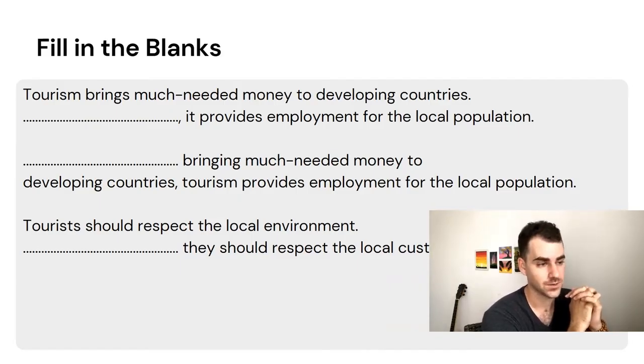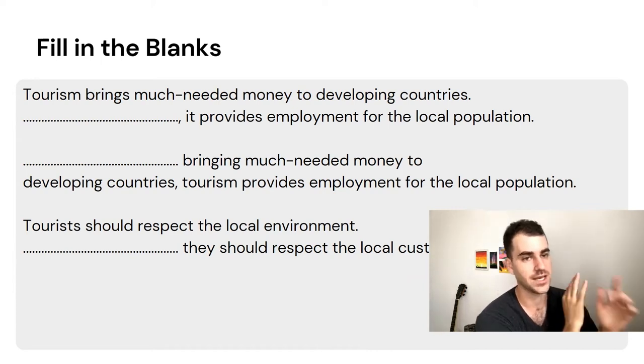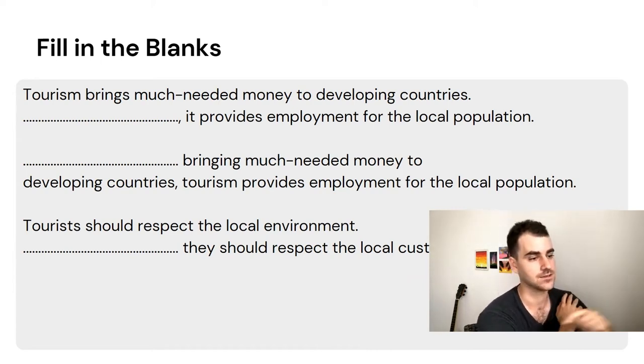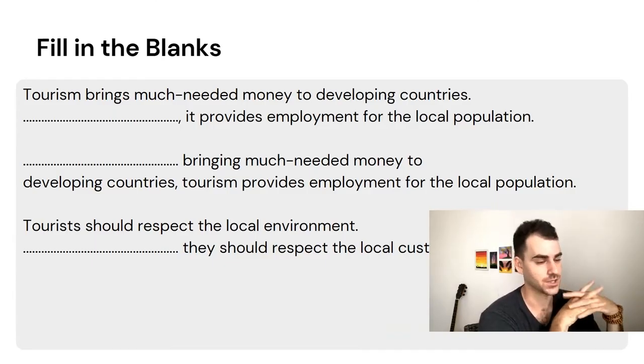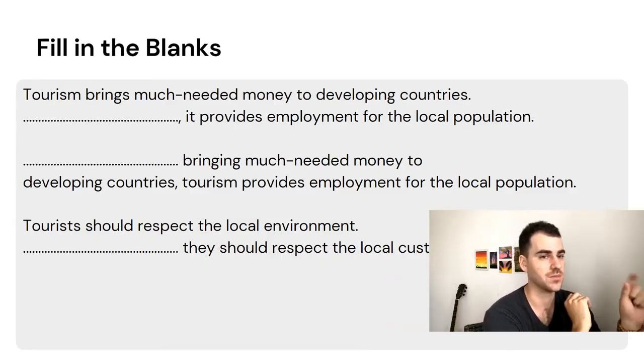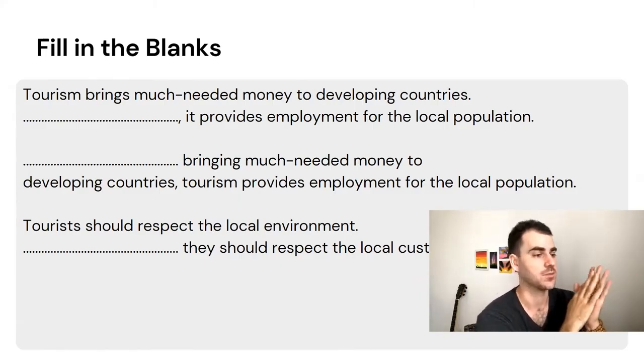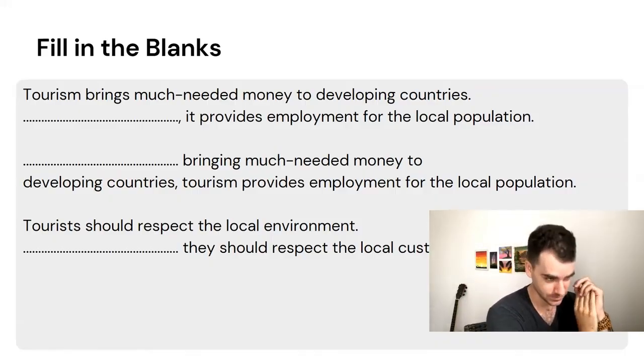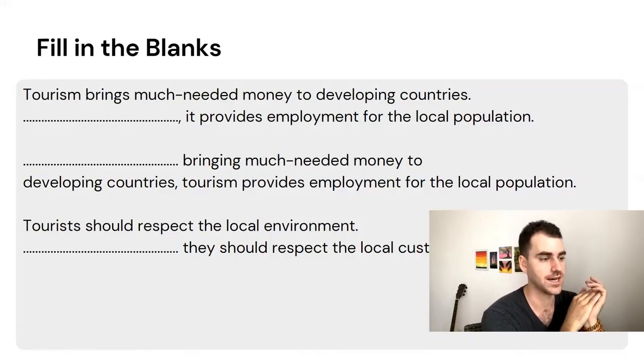Okay, so the next one. The blank is at the beginning of the sentence. So that limits our options. We can't use and here. We can't use also. Those words are usually in the middle of the sentence. So what we're going to do is use besides, okay? Besides bringing much needed money to developing countries, tourism provides employment for the local population.